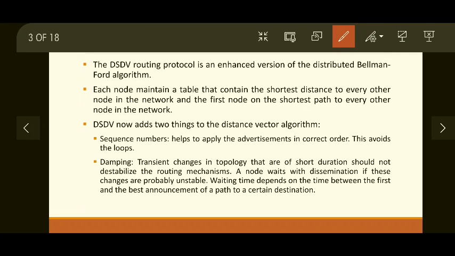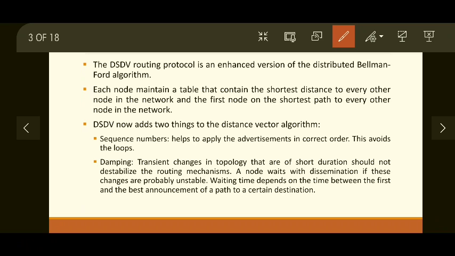The transient changes in topology, transient means momentary changes in topology that are of short duration, should not destabilize the routing mechanism. Just because for a short moment of time a node changed its location, the entire network should not change their routing mechanism. A node waits with the dissemination if these changes are probably unstable. So, how to overcome these temporary changes? In DSDV, nodes wait a certain amount of time before updating their routing table so that they get to know whether these changes are stable or temporary, or whether these are permanent changes or changes for a longer time.